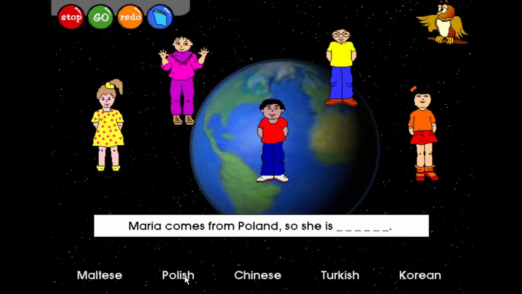Choose the classifier. Maria comes from Poland, so she is... Type the classifier which completes the sentence. Remember to hold down the Shift key to type a capital letter. Maria comes from Poland, so she is Polish.